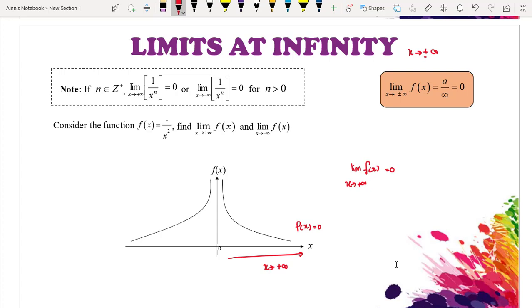Let's take a look at when x approaches negative infinity. We refer to the x-axis. When x approaches negative infinity, we go to the left, and you can see that the graph of f(x) will approach 0 as well. So when x approaches negative infinity, f(x) will still approach 0. So we know that the limit of f(x) when x approaches negative infinity equals 0 as well.